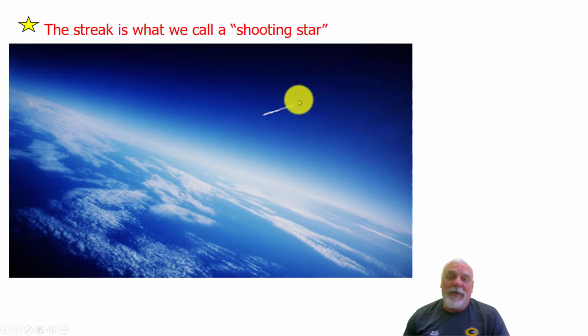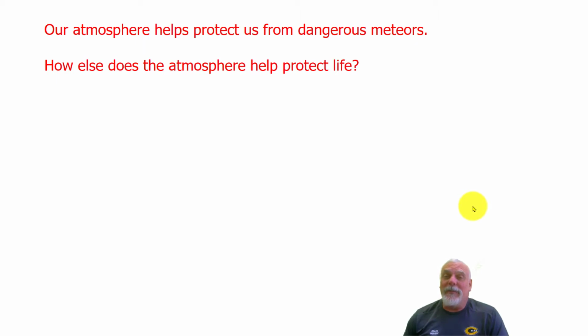That streak is what we call a shooting star. So if you see a shooting star, you're not really seeing a star. You're seeing a piece of rock burning up through the atmosphere. Not quite as amazing, but still pretty cool. Our atmosphere helps to protect us from dangerous meteors. That's a really good thing.